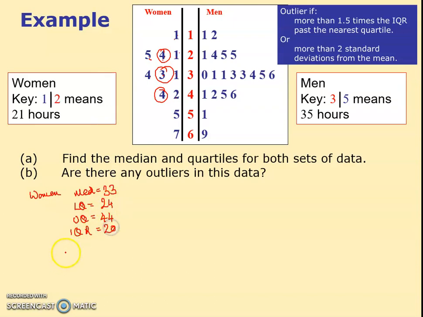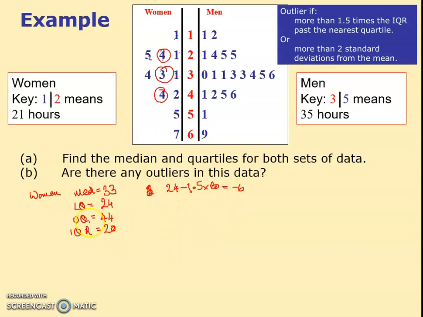And I do that same rule that I just did. At the bottom end, I do 24 minus 1.5 times 20. And 1.5 times 20 is 30. So that's minus 6 when I do that. Have I got any number smaller than minus 6? No, I haven't. This is a matter of time they spend working or something like that. So it's definitely not a negative number.